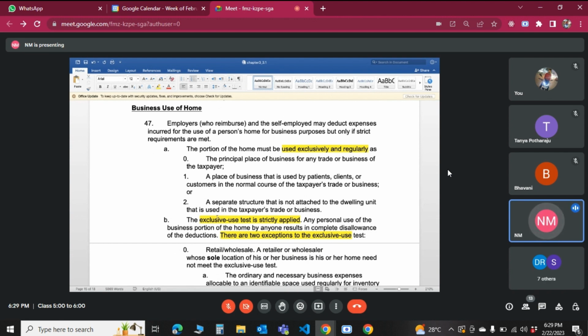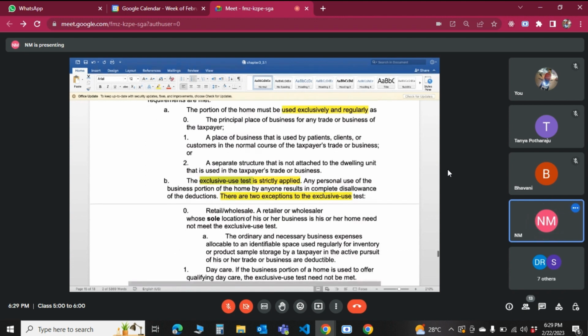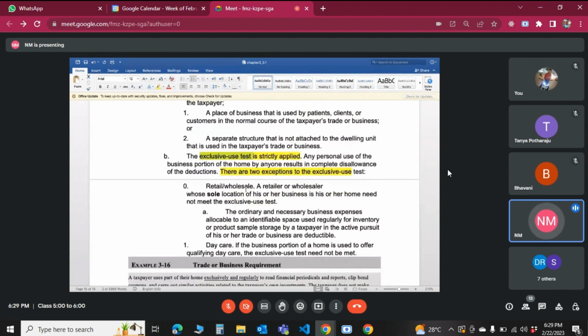So the exclusive use test is there. It has to be exclusively used. But there are two exceptions. For a retail or wholesale business, a person can just use the home, or one room in the home, to store the products. Okay, so that is fine.